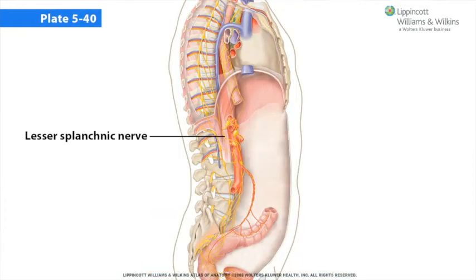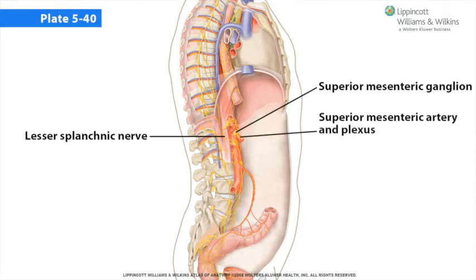The lesser splanchnic nerves synapse at the superior mesenteric ganglia and distribute their postganglionic fibers via the branches of the superior mesenteric artery to part of the duodenum and pancreas, the jejunum, the ileum, the cecum, the appendix, the ascending colon, and the proximal transverse colon.